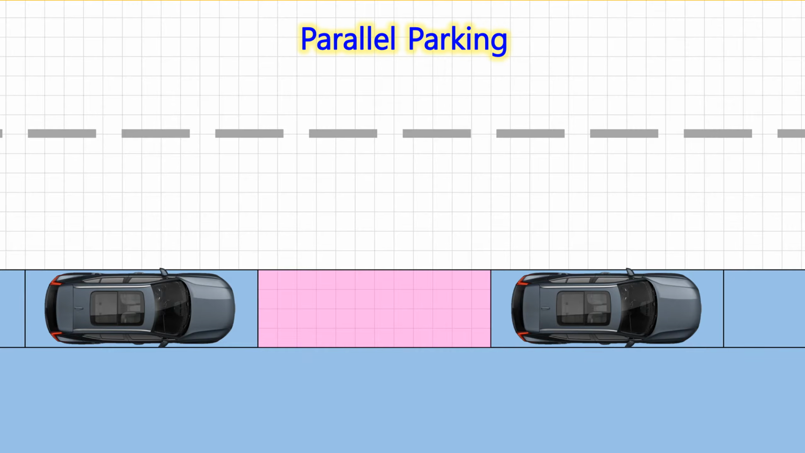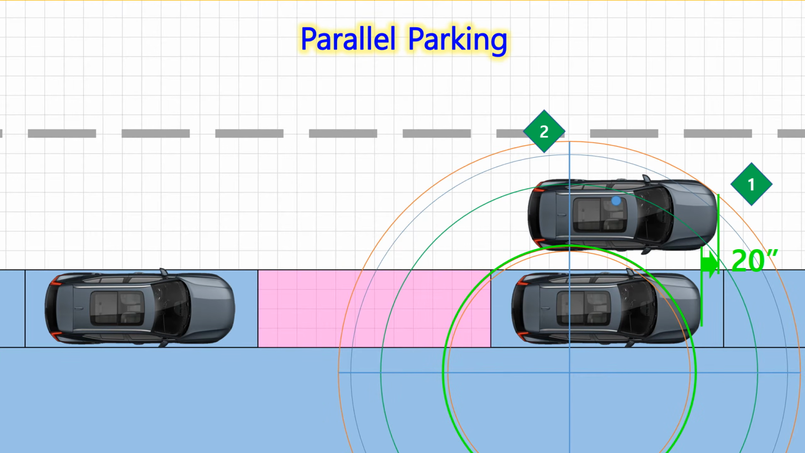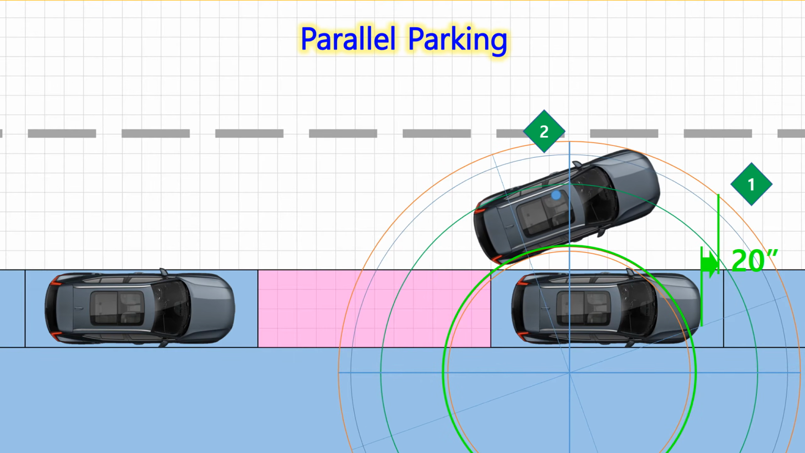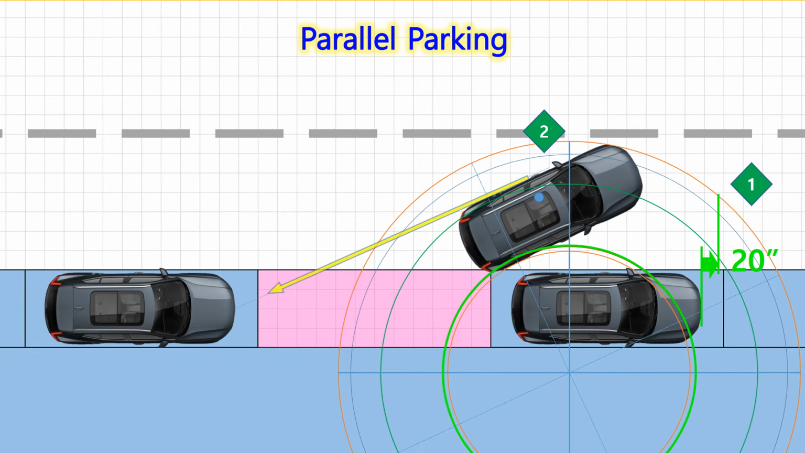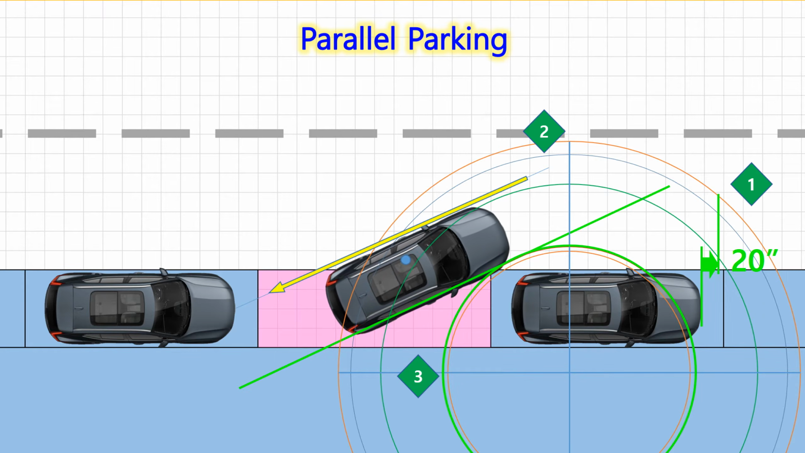Let me briefly summarize the parallel parking maneuver. 1. Get close to the side of the car in front, and stop 20 inches further ahead. 2. Turn the steering wheel to the right all the way, and turn your car in reverse till the center of the car behind you is visible through the left side mirror. 3. Move backwards straight till the right rear wheel is about 20 inches from the curb.